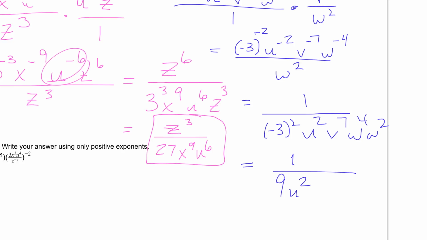V to the fourth, or I'm sorry, v to the 7th will also stay on the bottom. And then we have our w to the 4th and w to the 2nd. Since they're the same base, we're going to combine those together to give us w to the 6th. And that's our final answer.